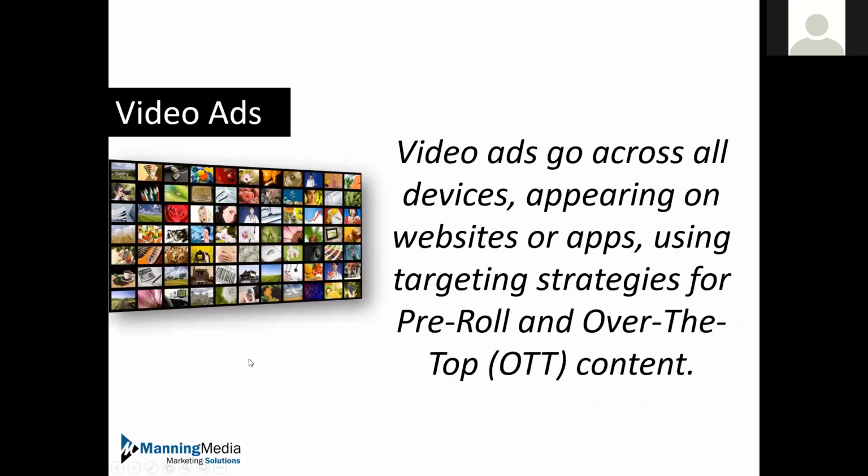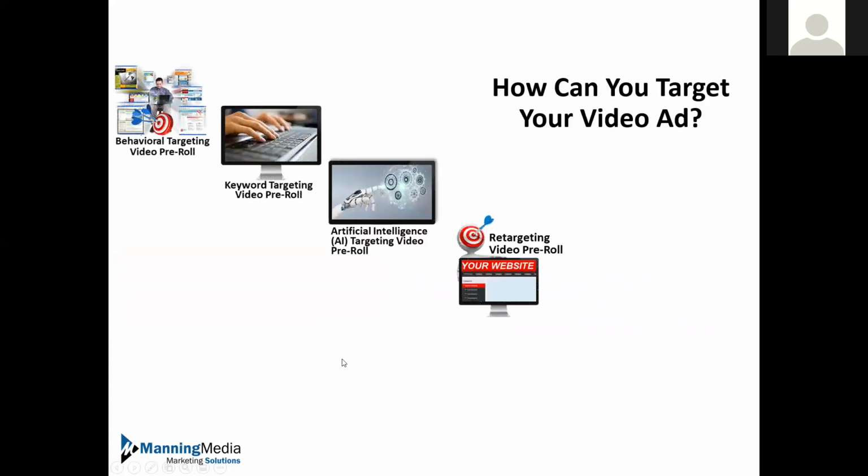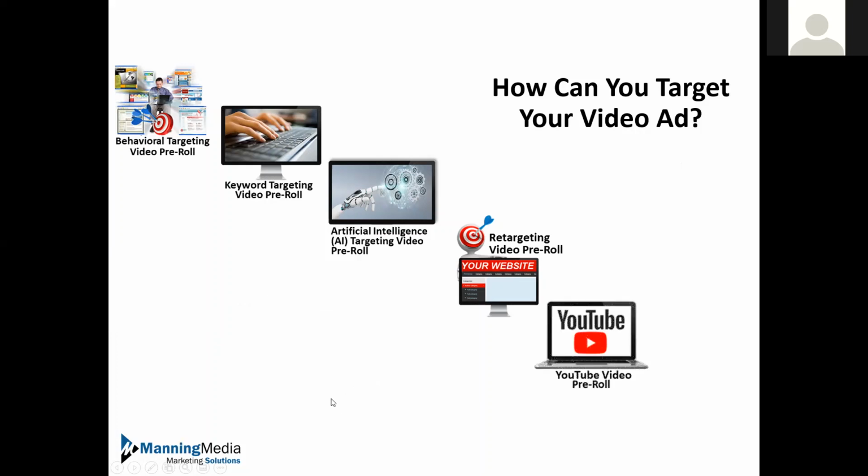Video ads. Video is king right now. That's clear. Video ads go across all devices, appearing on websites or apps using targeting strategies for pre-roll and over-the-top OTT content. You've probably heard of OTT and CTV. So again, how can you target that video ad? We're going to be utilizing the behavior targeting, the keyword, the artificial intelligence, and the retargeting. And pre-roll ads are the 15 or 30-second ads that appear before the video content begins. But you can also deliver directly to YouTube.